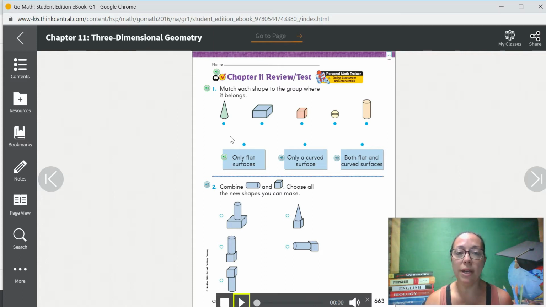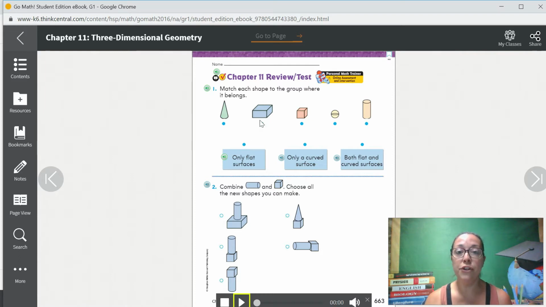So which one of these has only flat surfaces? Well, let's look. Does the cone have only flat surfaces? Esta no tiene solo plana porque también tiene curvada, right? It also has the curved. How about the rectangular prism? Does that only have flat? Nada más que tiene plana? Yes. So that's going to be one of the ones. So esa le vas a poner una línea de esta bolita azul. Esta bolita azul. You're going to draw a line from this little blue dot to this little blue dot.